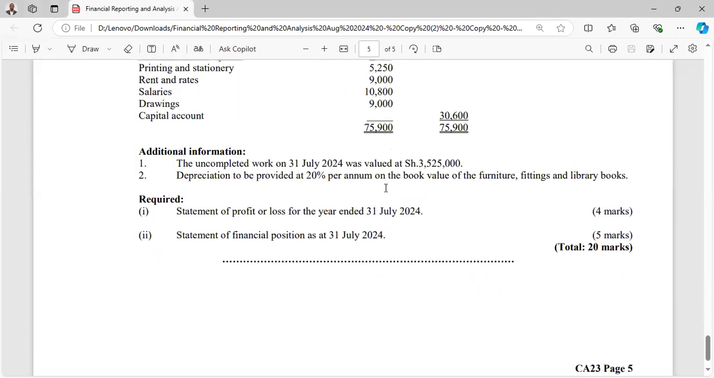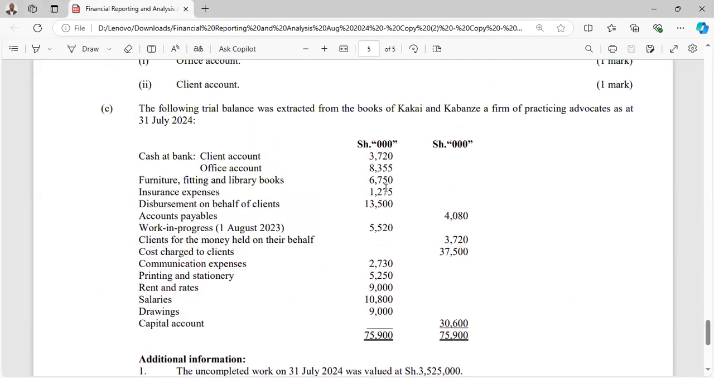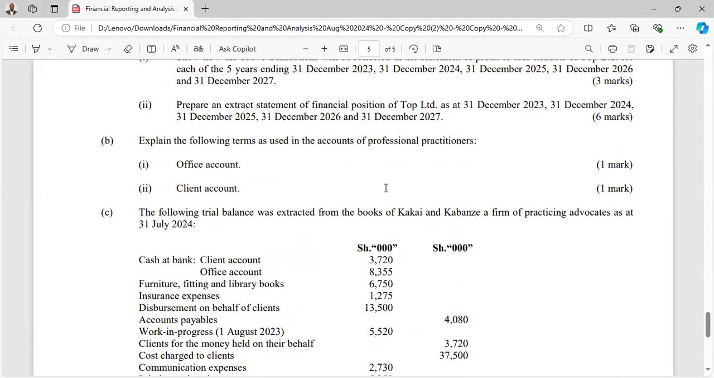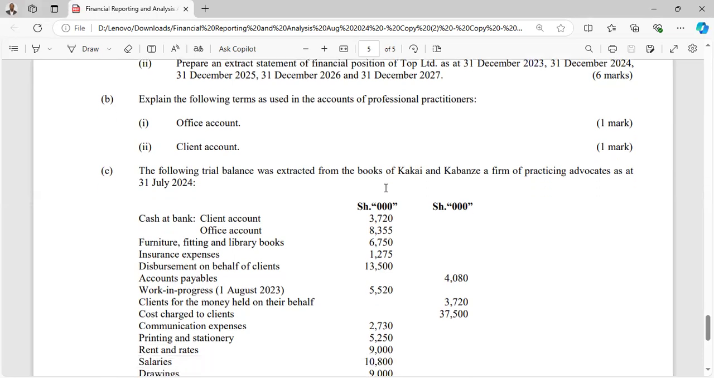So we are looking at question 5, C, because already I have answered B. B was: explain the following terms as used in the accounts of professional practitioners. So we have talked about office account, we have talked about client account. C.